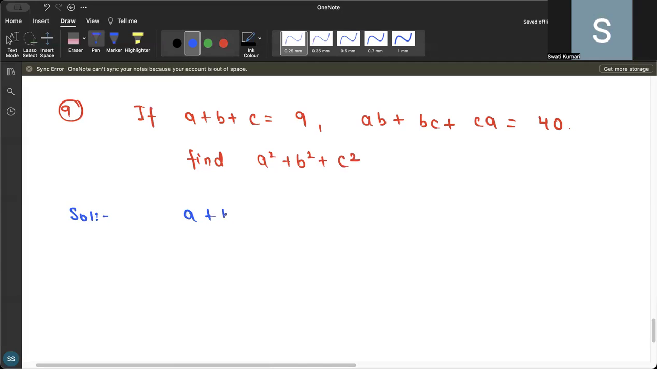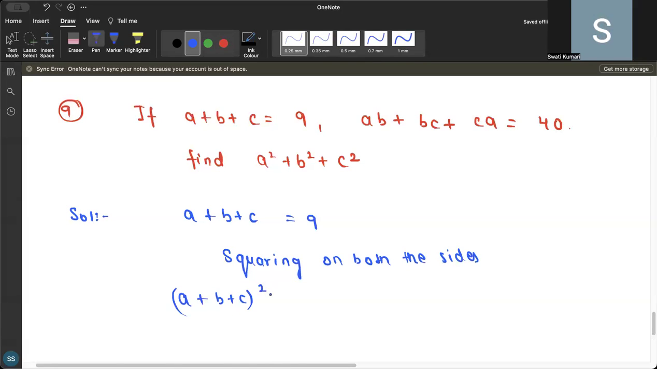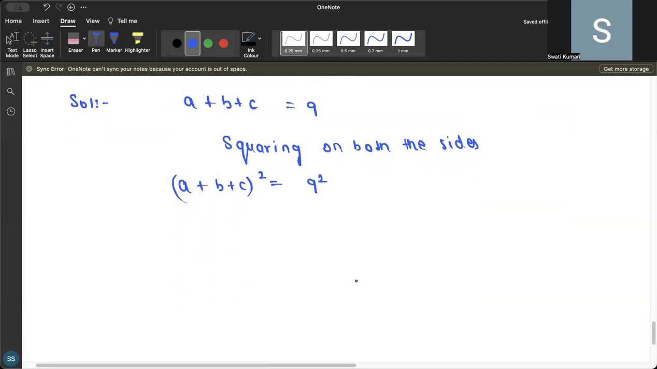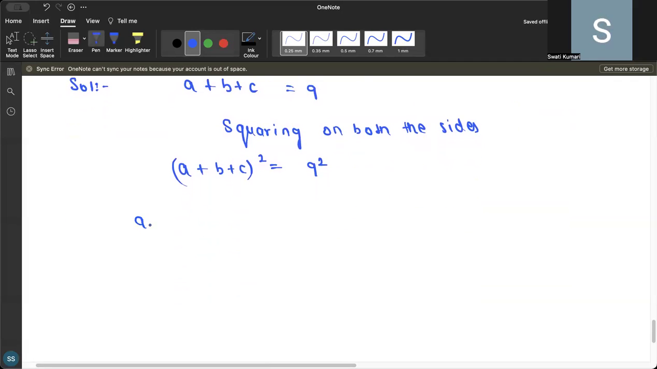Okay. We can start with the given information. What is given to us? A plus b plus c is equal to 9. We have to find out a square plus b square plus c square, right? So I can think about squaring both sides. If I do squaring on both the sides, it will become a plus b plus c whole square equals 9 square. So using the formula, we know the formula for this already.